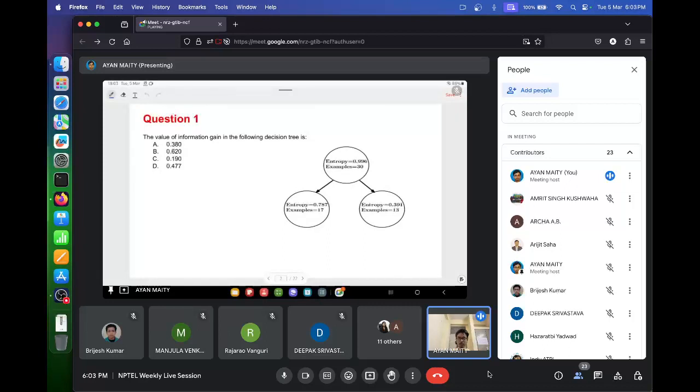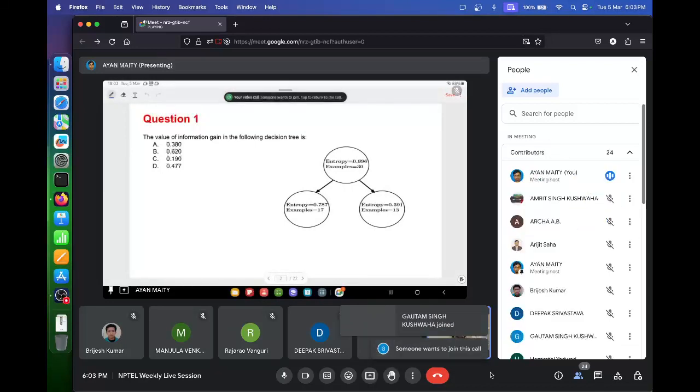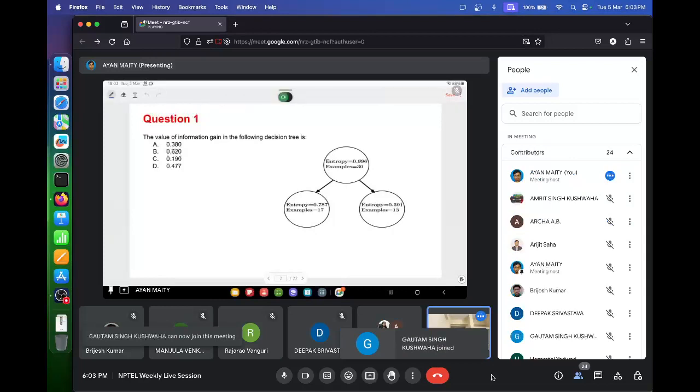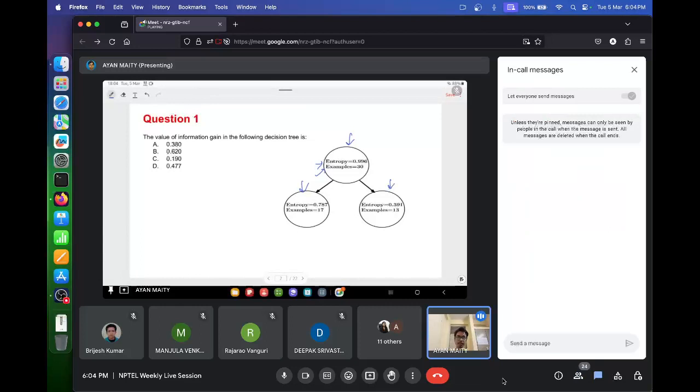So this is question 1. The value of information gain in the following decision tree is, so you have to find out the information gain for this split. This is the root node, and these are the two branches that are being created because of the decision tree split according to information gain. The entropy for each of these nodes and the number of examples belonging to each of these nodes are given, and using these formulas you have to find out the information gain for this split. You can write your answers in the chat.